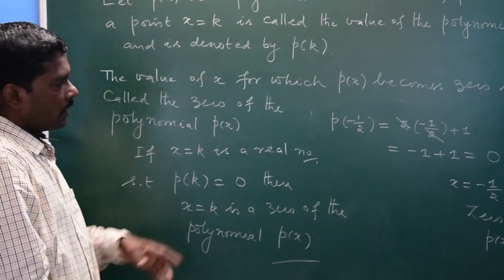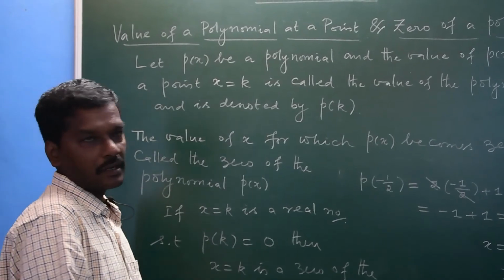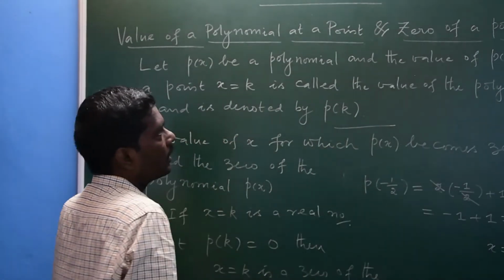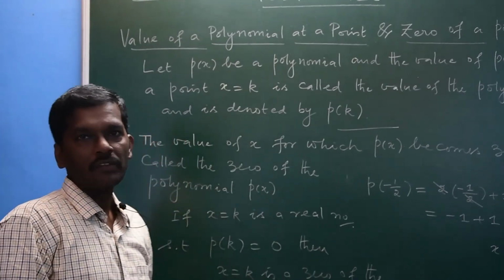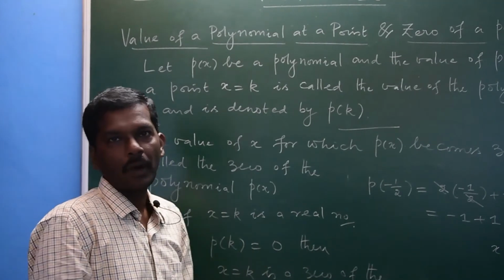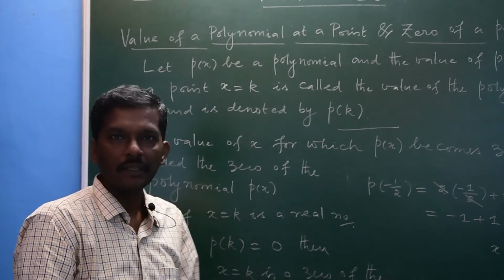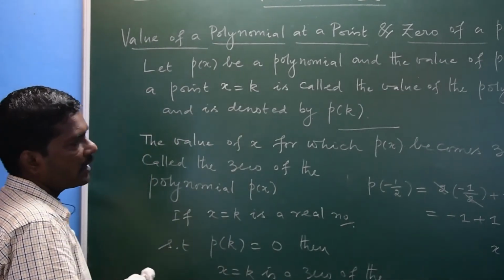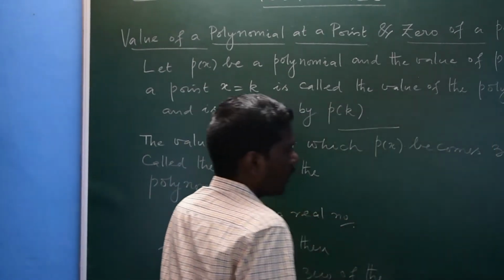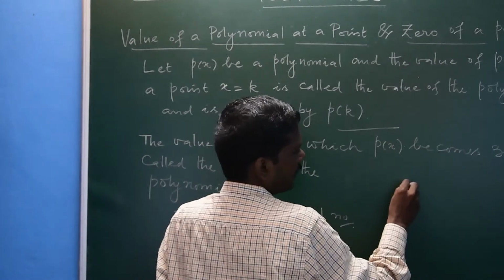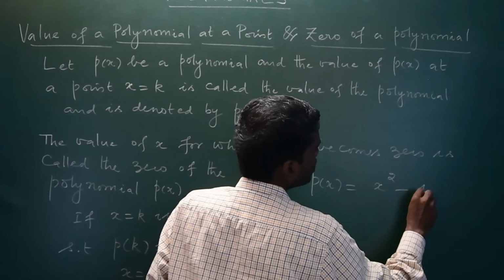Okay, right. Now there arises a question. Do polynomials have 0 always? Not necessarily. A polynomial may be 0 at some point and it may not be 0 at every point. For example, you take a polynomial p of x is equal to x square minus 1.